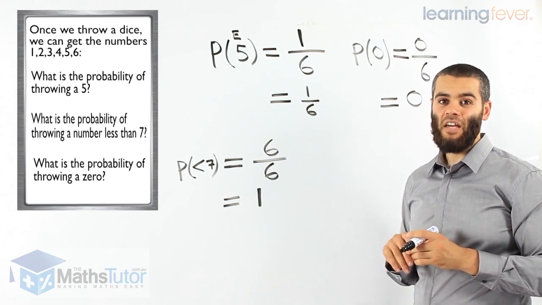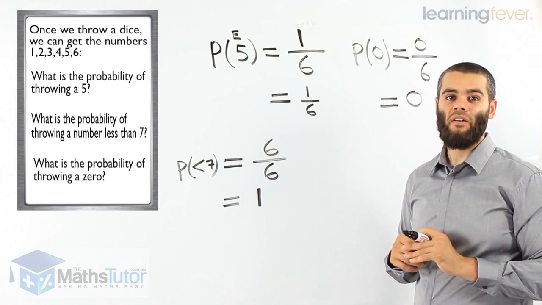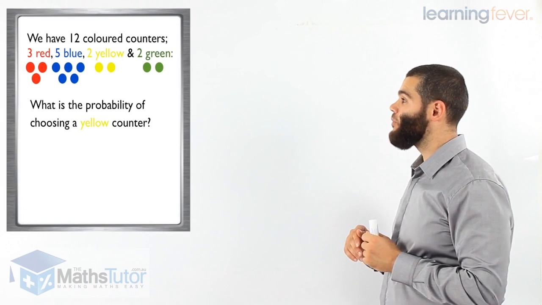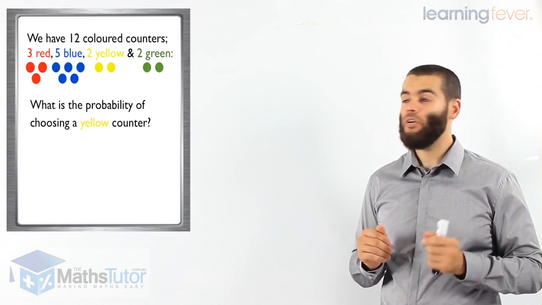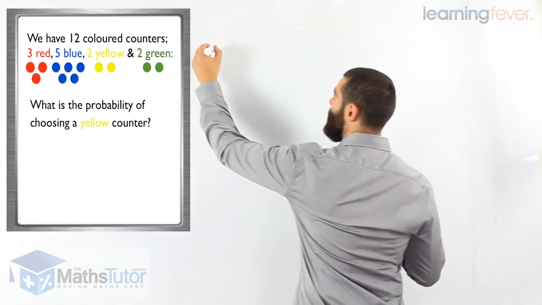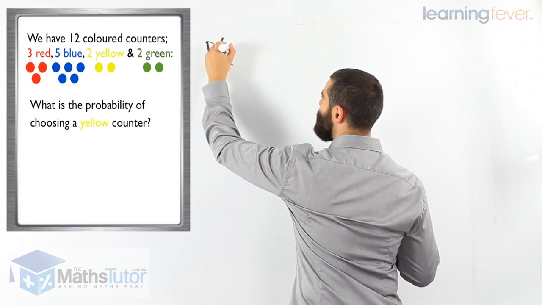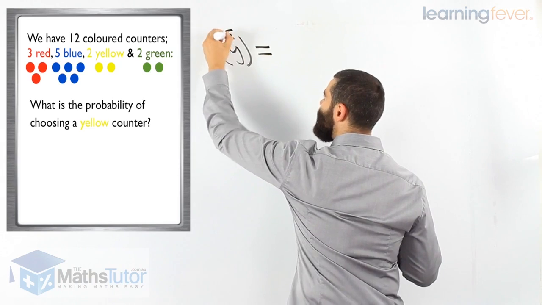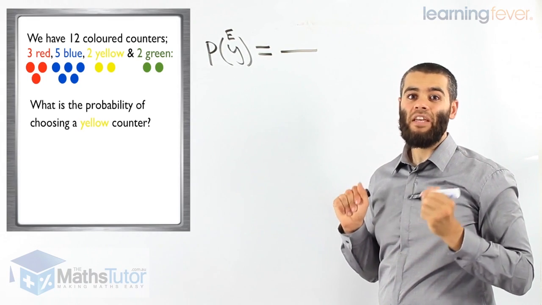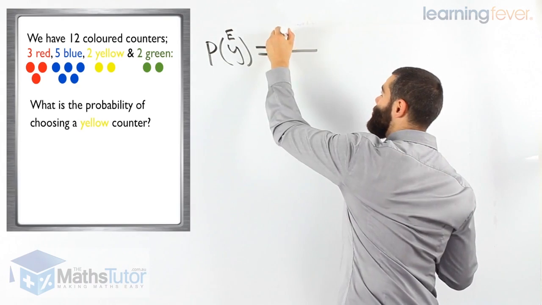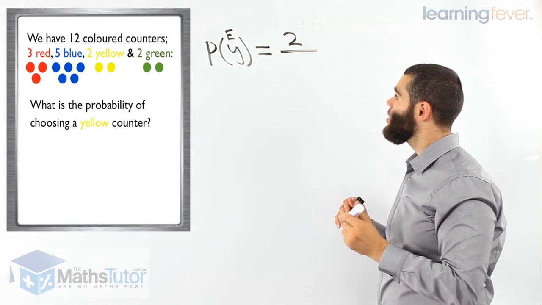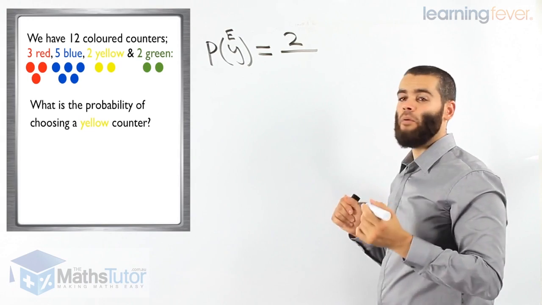Let's do another example and hopefully the picture will become clearer. The next example says we have 12 colored counters, 3 red, 5 blue, 2 yellow and 2 green. What is the probability of choosing a yellow counter? So the probability of yellow, the probability of the event; here they're asking for a yellow counter. That is our event. How many yellows are there? The number of the outcomes, we are asking for a yellow outcome. So how many yellows are there? There are 2 in the whole sample space, in the total counters that we have. And basically the total counters that we have is 12.